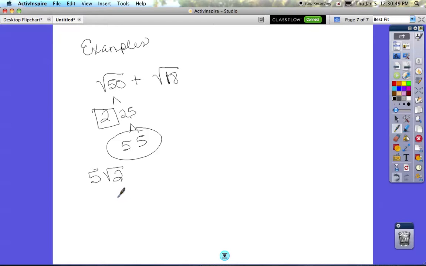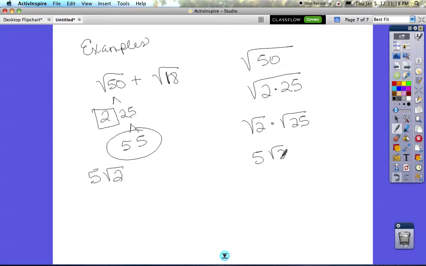Now let me show you why that is. Everybody look up here. 50 is really made up of a perfect square 2 and 25, right? So that's like saying the square root of 2 times the square root of 25. Do I know the square root of 2? No. Do I know the square root of 25? It is what? So that's 5 square roots of 2. You're multiplying them. That's why.